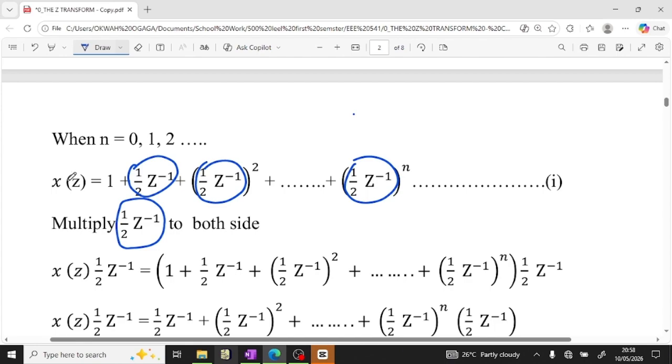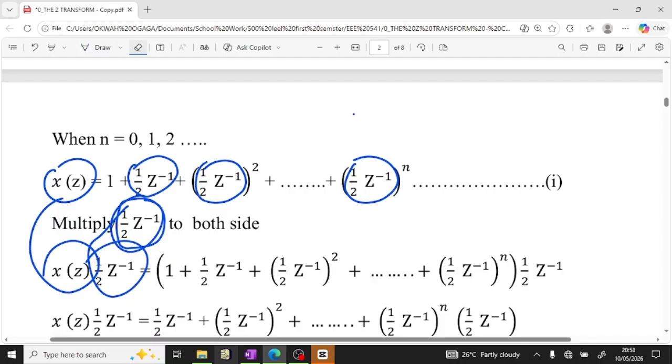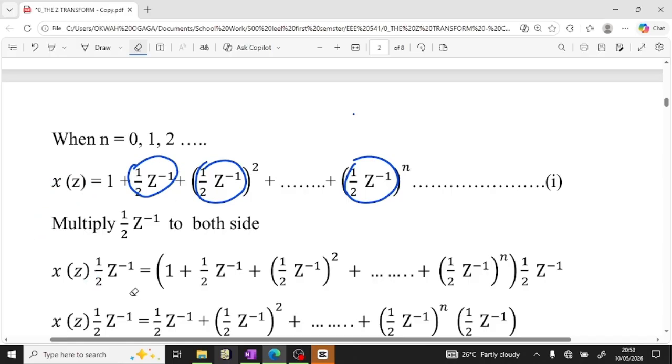You have what? Look at your x of z. Look at it here, x of z. 1 over this term, look at it here. So that's how they are multiplying themselves. Okay? That's how they are multiplying themselves. Now, with that being said, what's going to happen now? So we have used this to multiply this. Is that not so?